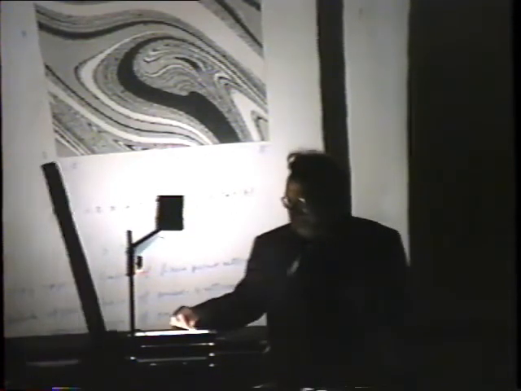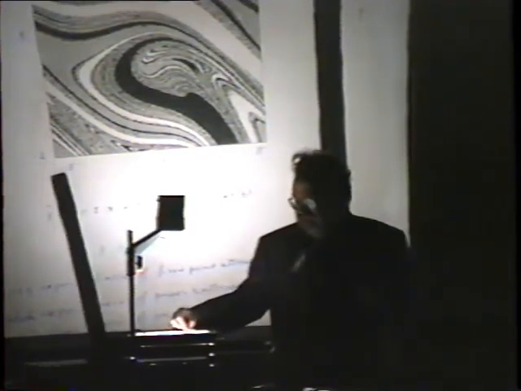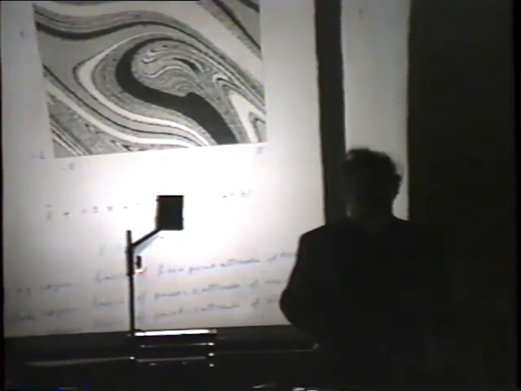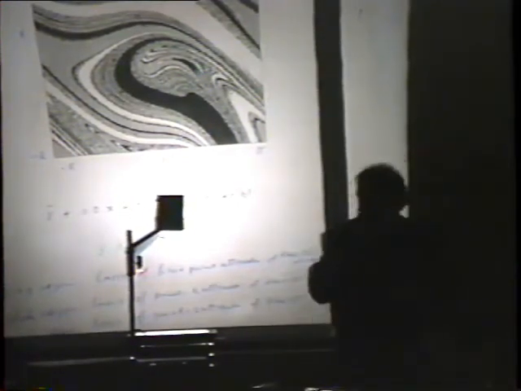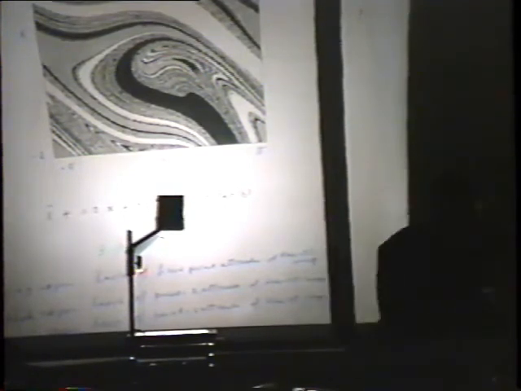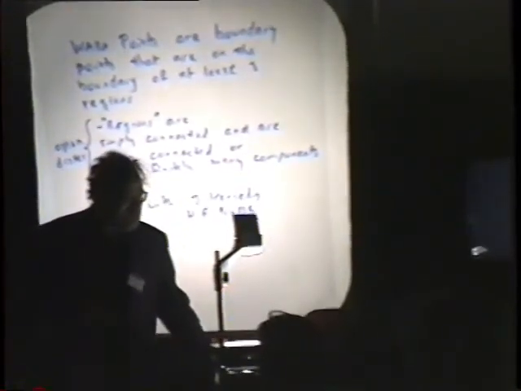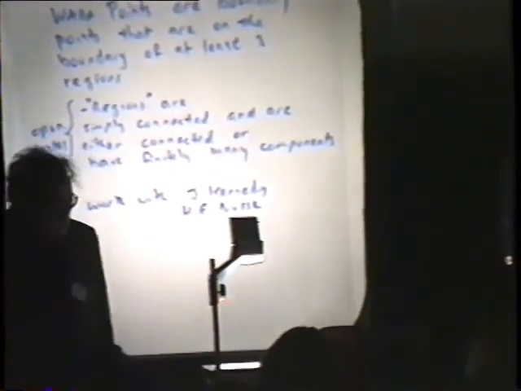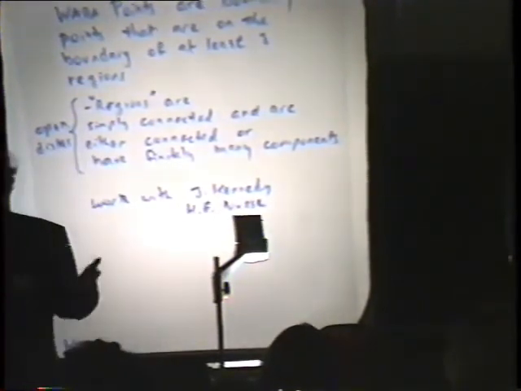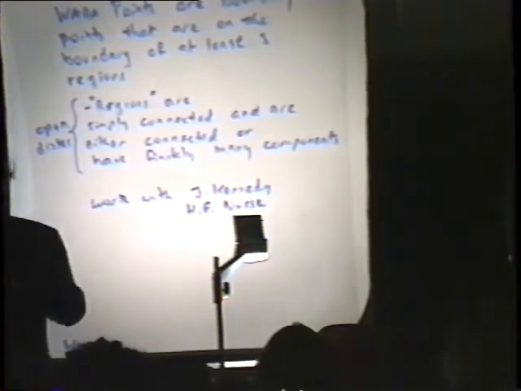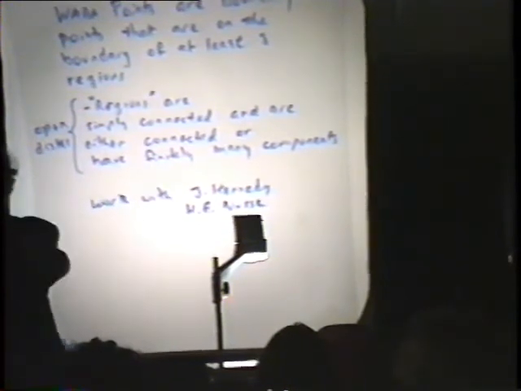And if you look at this, instead of taking mod 2 pi, then you'll have infinitely many attractors, because translates by 2 pi of every attractor becomes an attractor. And they seem to be equally bad. So again, Wada points are points that are on the boundary of at least 3 regions. And regions are simply connected and are either connected or have finitely many components. In some cases, your attractor would be a period 2 point, then your basin would be 2 topological disks, and you'd map from one to the other. They'd map back and forth.